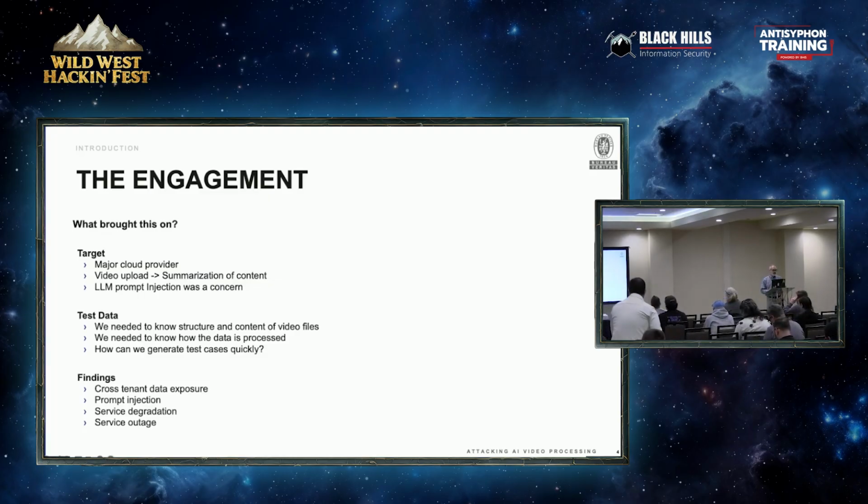So interesting findings. The number 1 is there was cross-tenant data exposure, which is possibly one of the worst things you could do in a cloud provider. So that was fun for us. There was prompt injection. Various levels of success there. We were able to degrade the service. We were actually able to cause service outages.